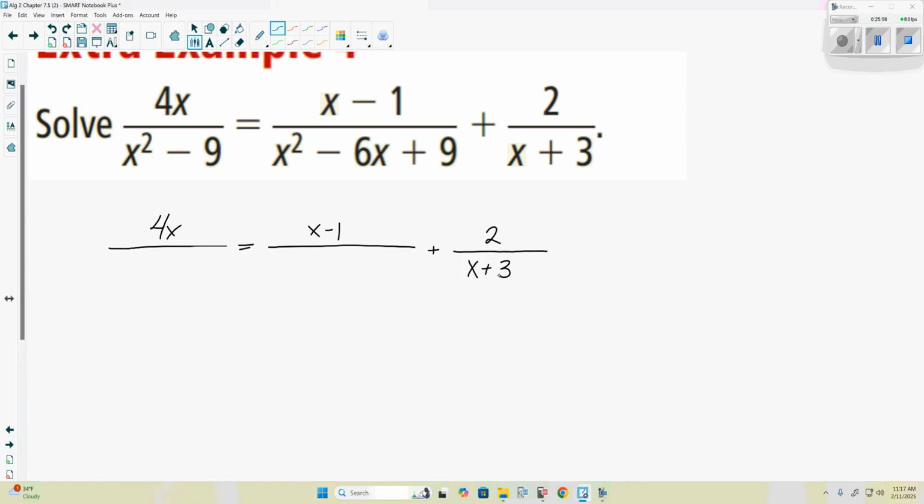Now out of the three of these, x squared minus 9 is going to be the nice one to factor. Because x squared minus 9 is indeed a difference of perfect squares. So it's going to factor to be x plus 3 and x minus 3. So we do have those there. Now we do need to factor the middle term. x squared minus 6x plus 9.